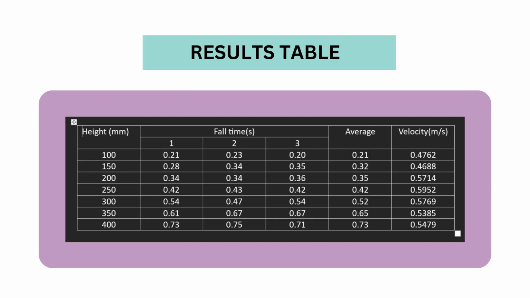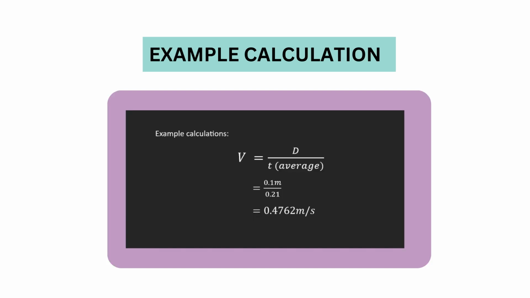After we repeat the procedure to get the fall time, we write down all the results into the table. As you can see, these are the results that we get from the experiment. After that, we calculate the average time for each of the heights and write it down on the table. For the velocity, we use this formula to get the velocity for each height. This is one example of the calculation that we use to calculate the velocity for the 100 mm height.